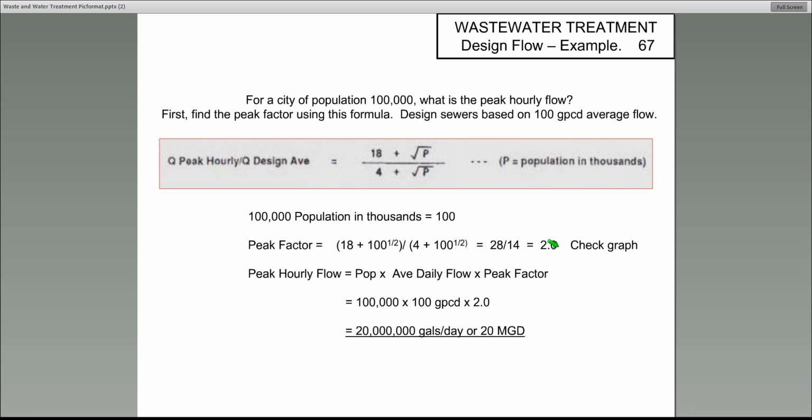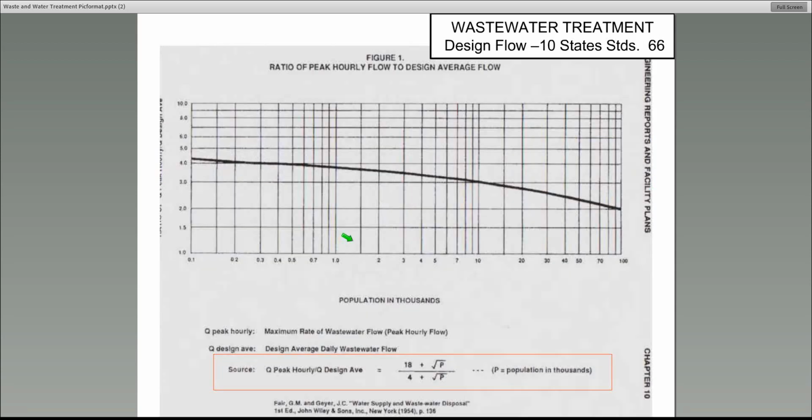Now go back to the graph. Population is in thousands. We're looking for 100,000. Go up to the graph, and it's exactly 2 for your peak factor. This doesn't show on yours. This should be your peak multiplier factor over here on the left side.